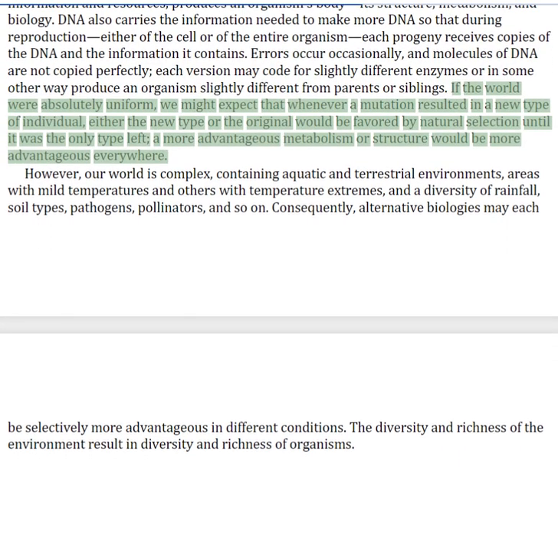If the world were absolutely uniform, we might expect that whenever a mutation resulted in a new type of individual, either the new type or the original would be favored by natural selection until it was the only type left. A more advantageous metabolism or structure would be more advantageous everywhere.